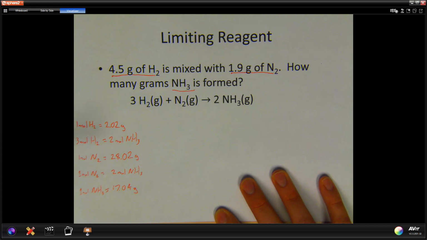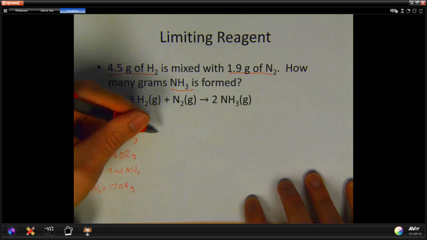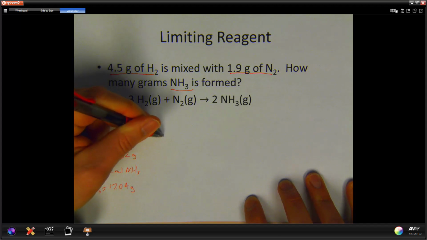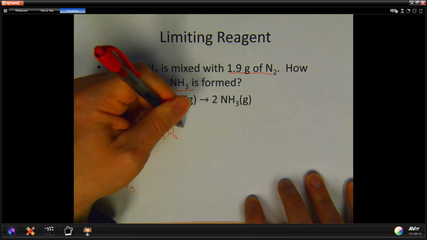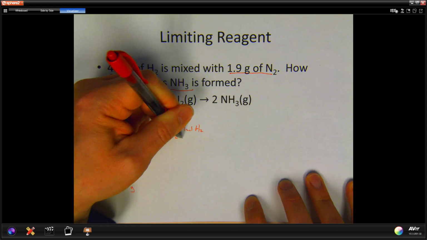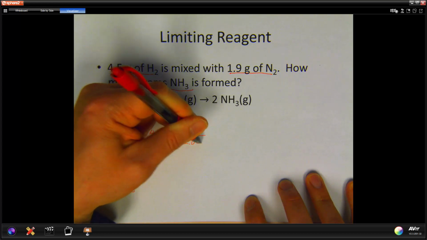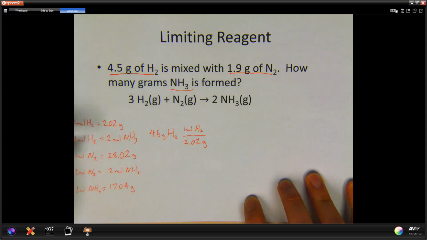With the limiting reagent concept, remember we are going to be doing this same type of problem twice and then selecting the lowest answer. Let's start with the H2. So we have 4.5 grams of H2. We use the molar mass, so 1 mole of H2 is equal to 2.02 grams. We set it up that way so the grams will cancel for H2. So we've used that conversion factor.